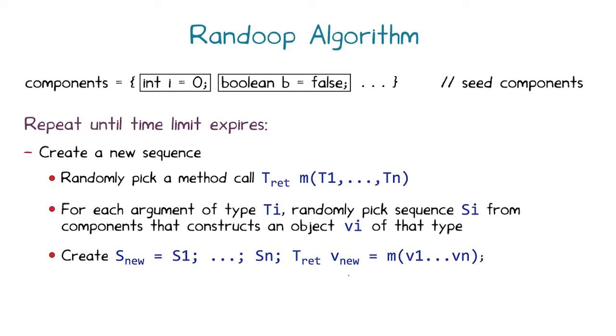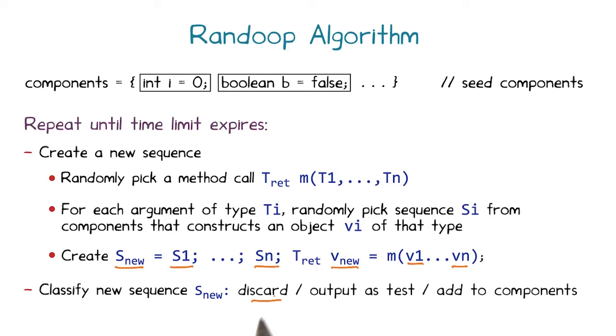This becomes a new sequence denoted as snew. Just like each of the subsequences s1 through sn produced a result stored in variables v1 through vn respectively, the new sequence snew produces a result that is stored in variable vnew. Once a new sequence is created, the algorithm has three options to dispose of the sequence. It can discard the sequence, or it can output the sequence as a test, or it can add the sequence to the set of components.